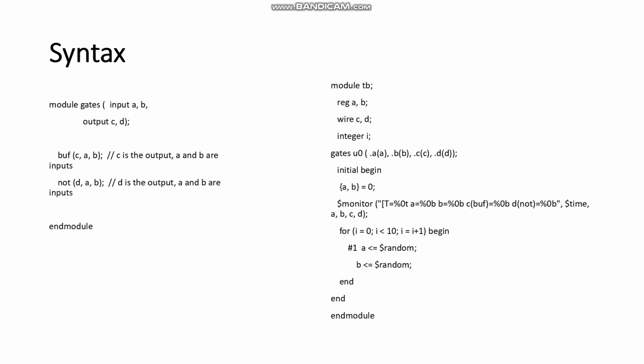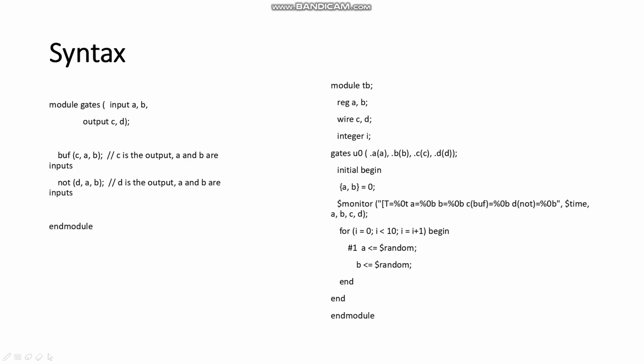Here the syntax is module gates, input a comma b, output c comma d. Inputs I am taking a comma b and outputs c comma d. I am implementing buf with c as the output and a, b as inputs. Same with not. So this is the code.